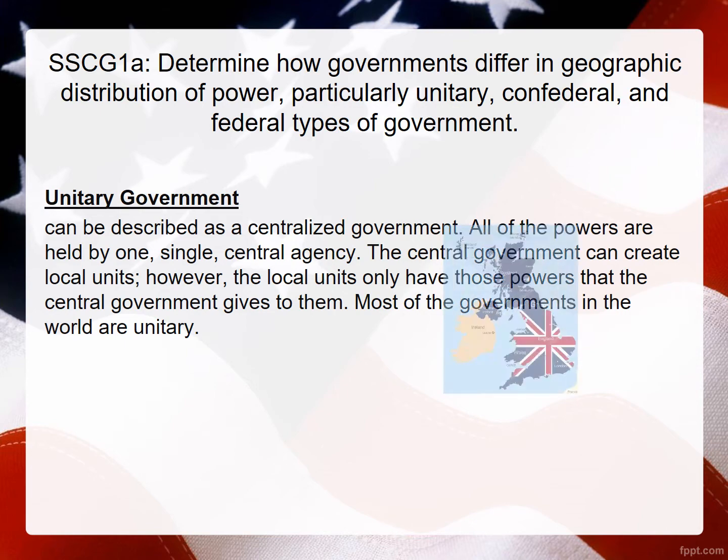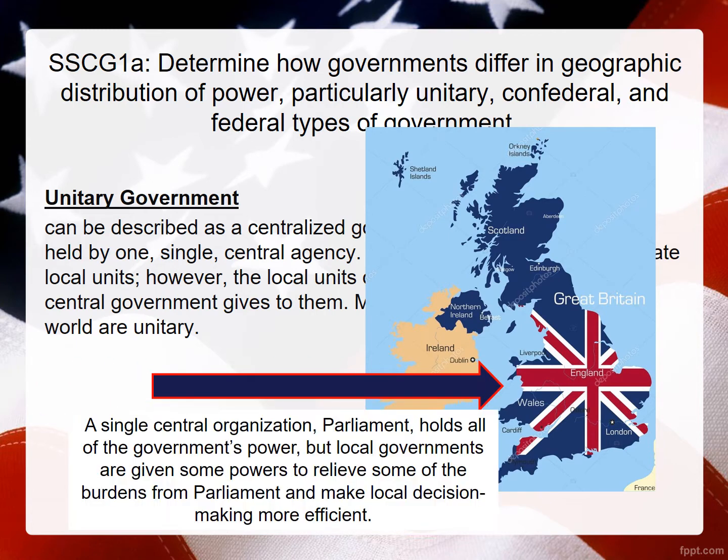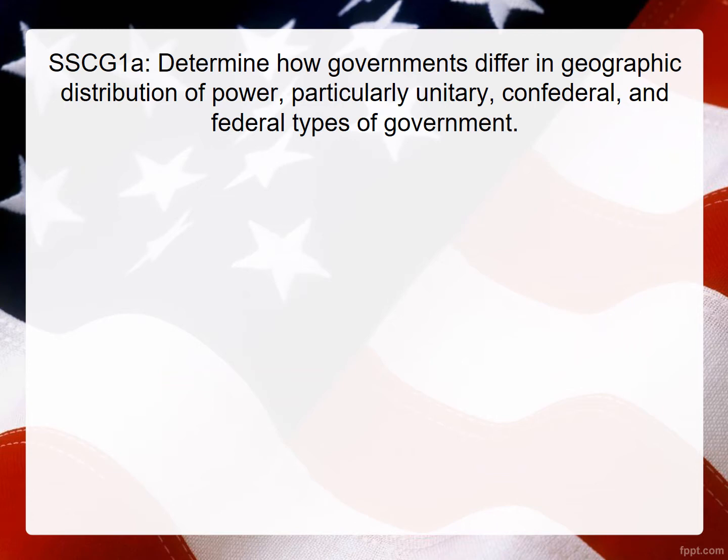the local level. One example of a centralized government is Great Britain, as you see the arrow pointing to it. Great Britain uses a parliamentary system, but the central organization, Parliament, holds all the government's power. What Parliament does is give powers to the local governments to relieve some of the burdens from Parliament. There's no way that a national government can take care of things at the local level. There are just too many people, and it's too big of a job. So that's what we call a unitary government. You get a centralized government where the power is held by one central agency.